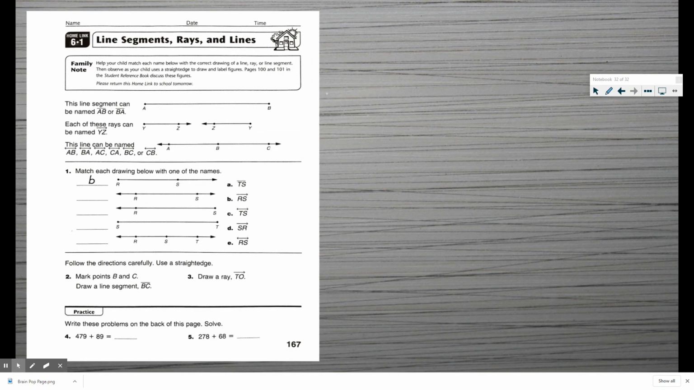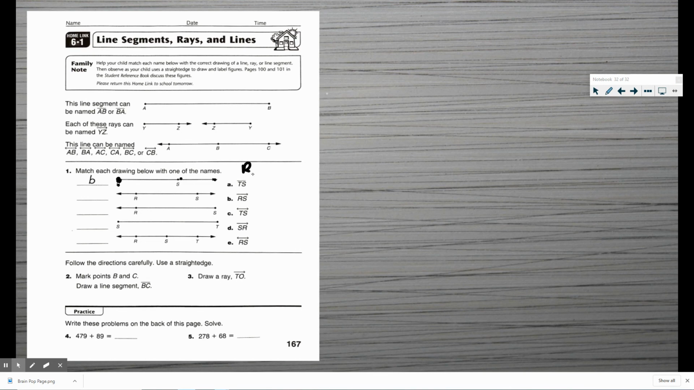This will be your assignment. You will be matching the lines on the left side to the names over on the right side. So I'm going to be able to look at this and see that I have an endpoint and an arrow. So R is my endpoint, S is over here. I know it's going to be a ray because it has an endpoint and an arrow. So this is ray RS, which is B.